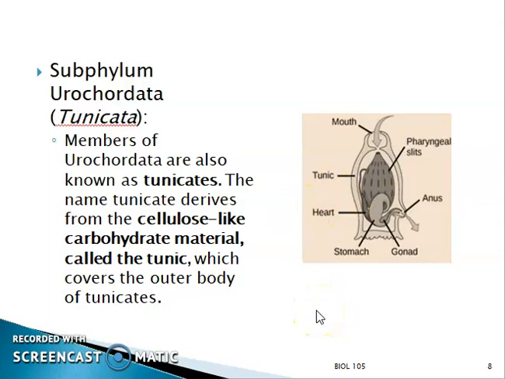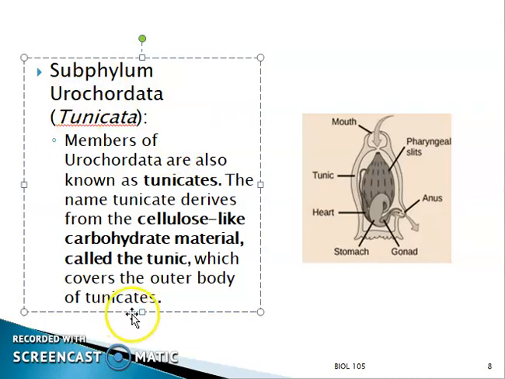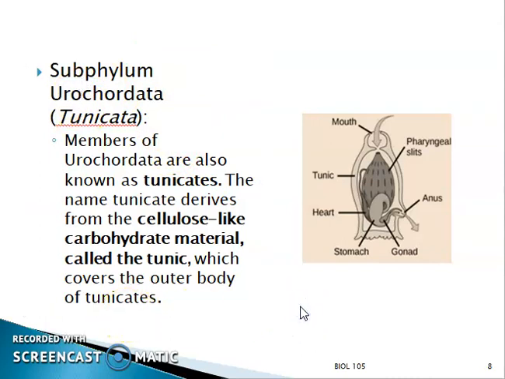This is the second subphylum. Now Urochordata, why have we given this name? Uro basically means tail. Their notochord extends also into the tail, so that's why they are given the name Urochordata. Urochordata means that their cord extends into the tail region as well.